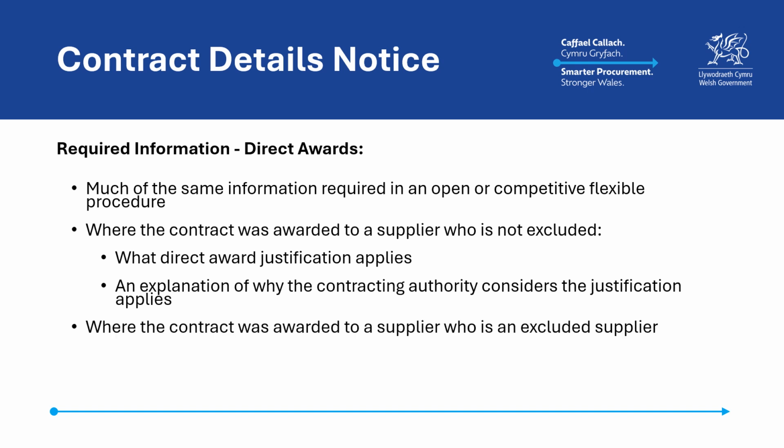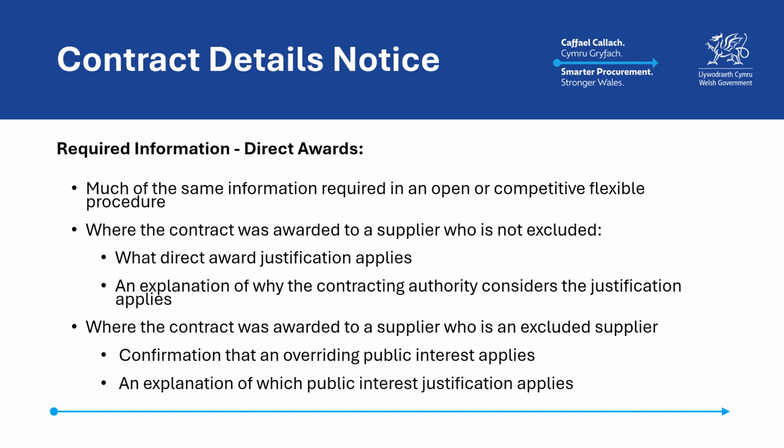Alternatively, where the contracting authority is awarding the contract to a supplier who is an excluded supplier, whether the contract was awarded directly to an excluded supplier because the contracting authority considered that there was an overriding public interest in awarding the contract to that supplier, and which of the potential grounds for an overriding public interest listed in Section 41, Paragraph 5 of the Act applies, and an explanation of why the contracting authority considers that it applies.